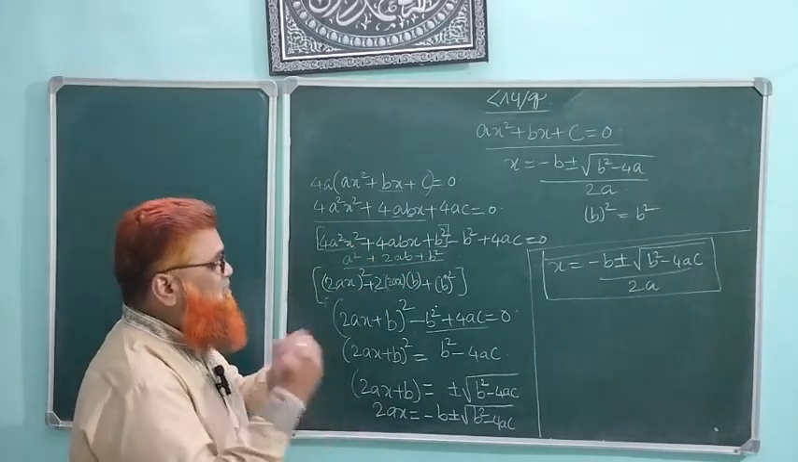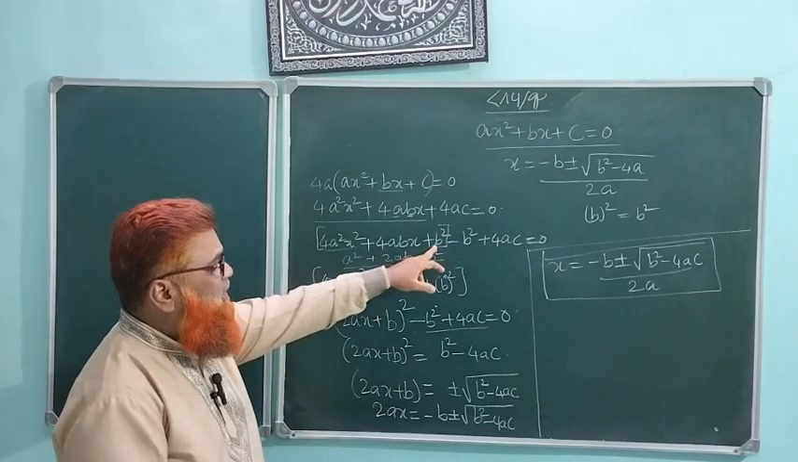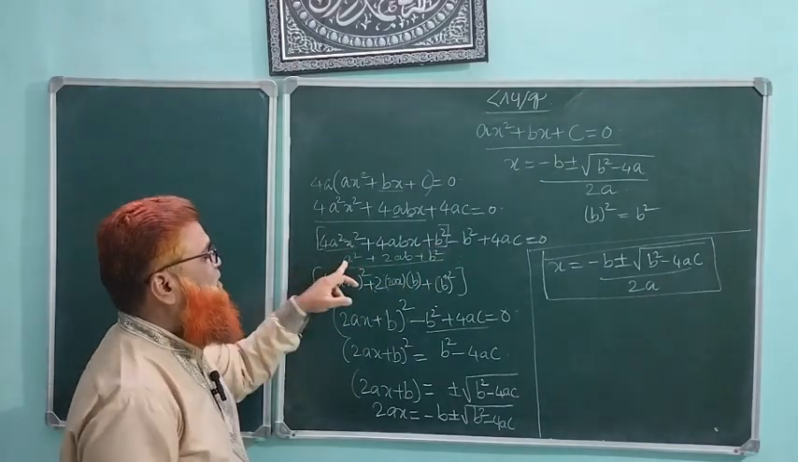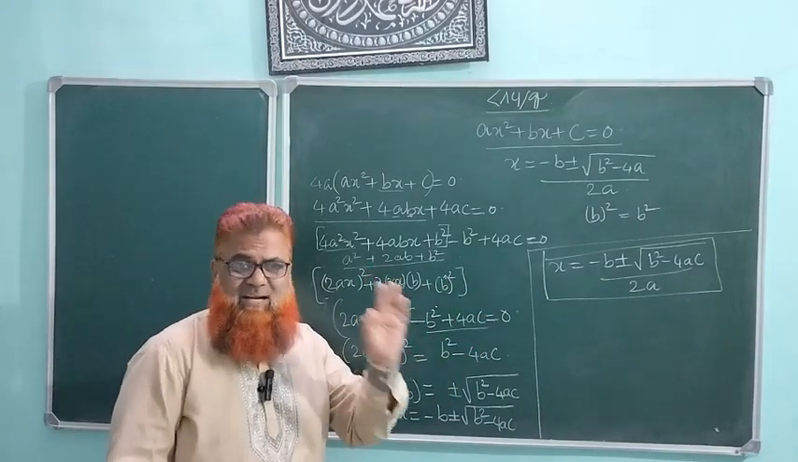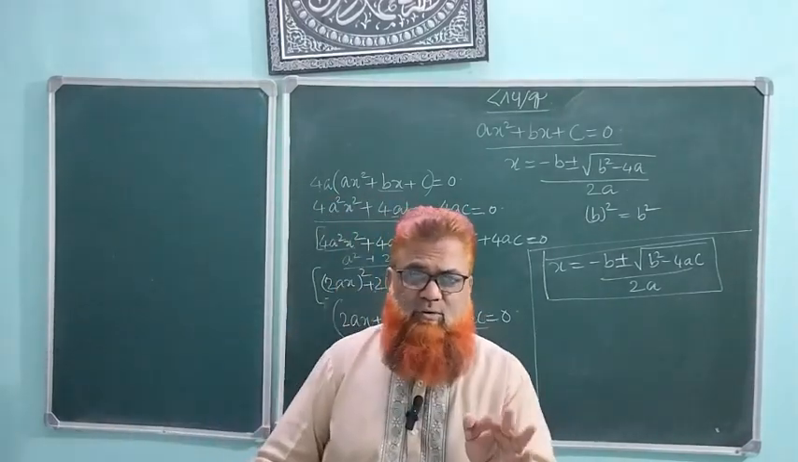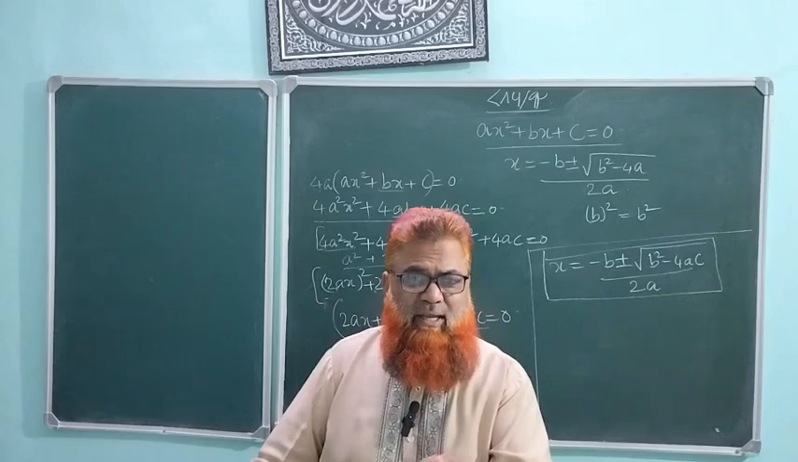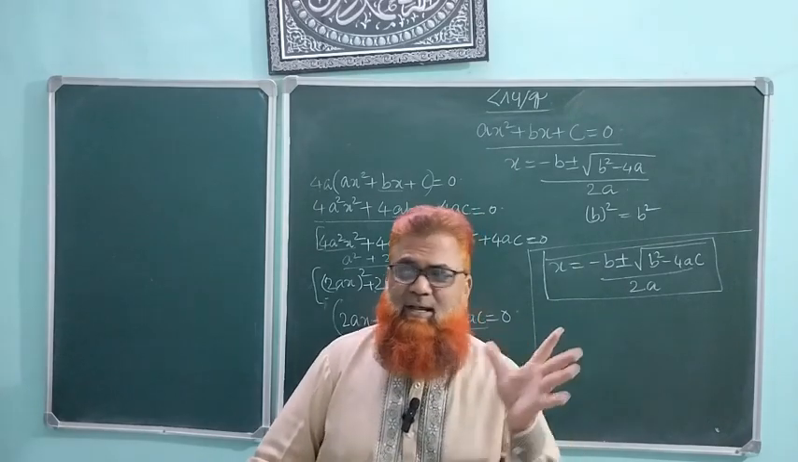Add b square, subtract b square, because when you put the b square, it makes a perfect square of the form a square plus 2ab plus b square. So for that purpose, we have chosen to square b, add it and subtract it.